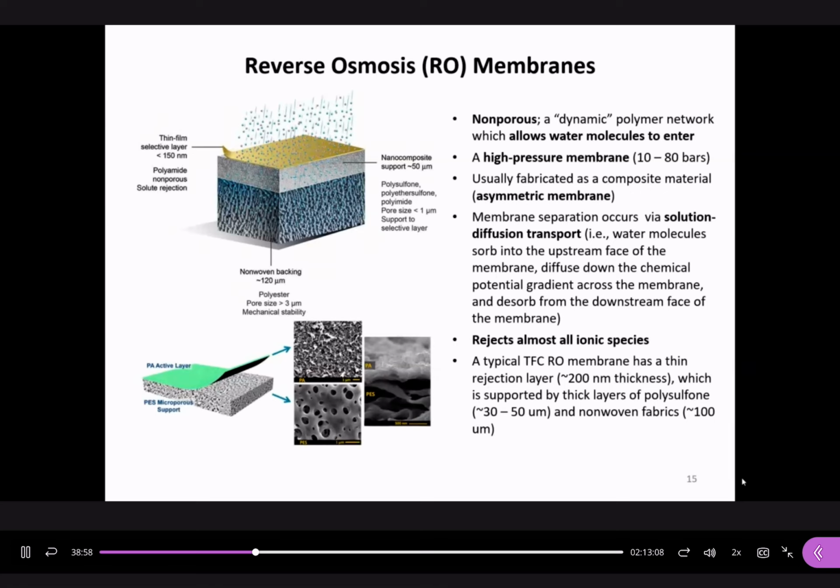The mechanism, generally the community thinks, is solution diffusion transport. Why solution diffusion? Water molecules soak into the upstream phase of the membrane, diffuse down the chemical potential gradient across the membrane, and dissolve from the downstream phase. So here it's not a pore transport mechanism. We do not have a pore. It's first absorption, a dissolution kind of. The water molecules dissolve into the polyamide, and then diffuse within the polyamide. What is diffusion? It's based on chemical gradient diffusion, and then desorption from the polyamide. It rejects almost all ionic species.